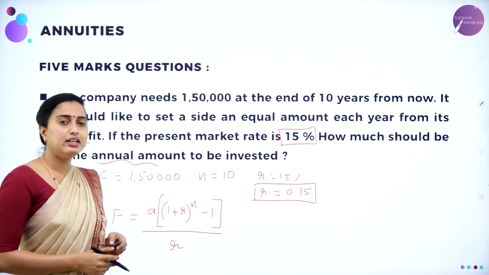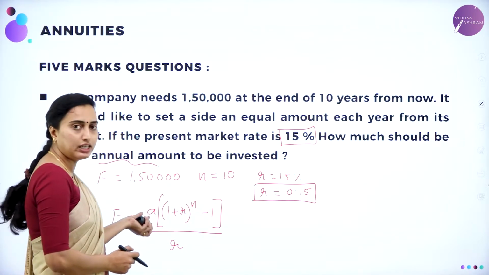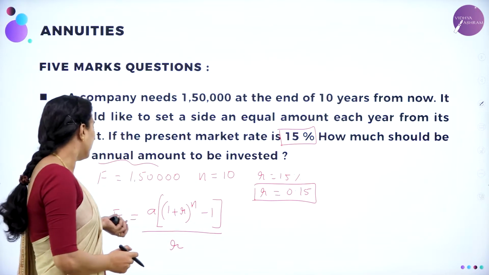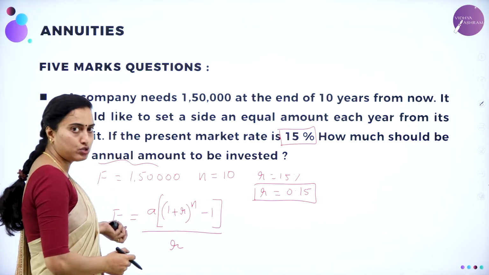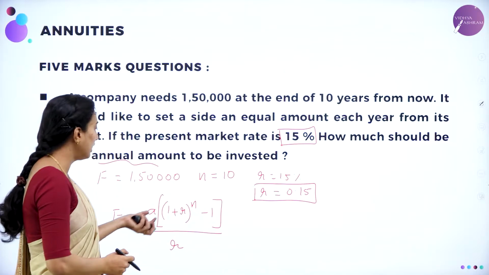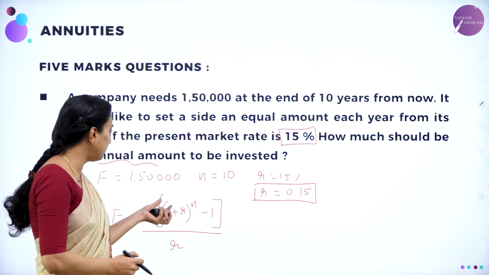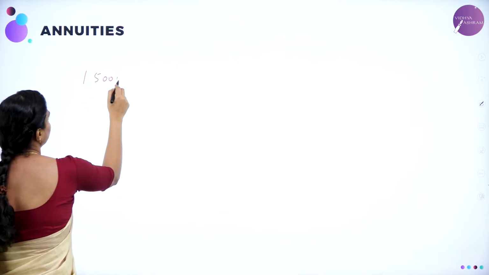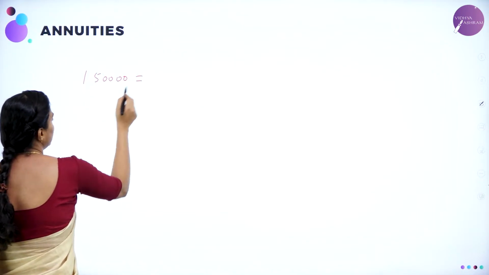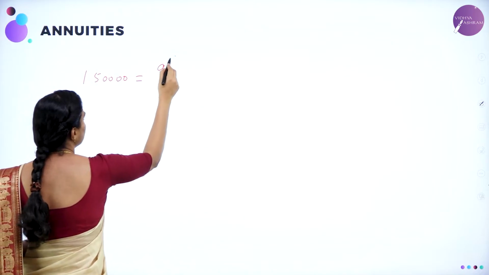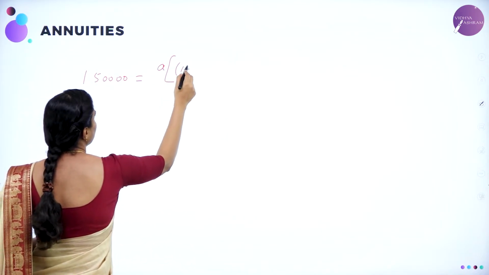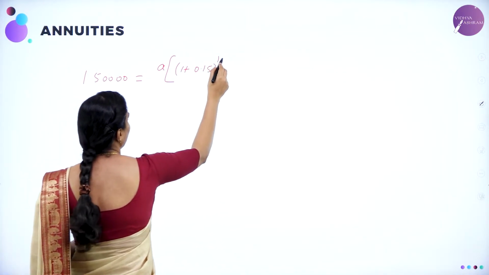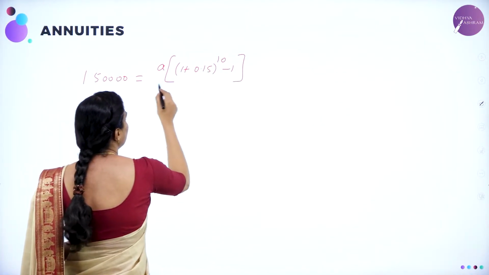Now, the annuity A is what we don't know, and we need to calculate that here. They have already given the future value, 1,50,000, and the number of years. Let me substitute in the formula. F is 1,50,000, which is equal to A as it is, into (1 + 0.15)^10 minus 1, divided by r, which is 0.15.